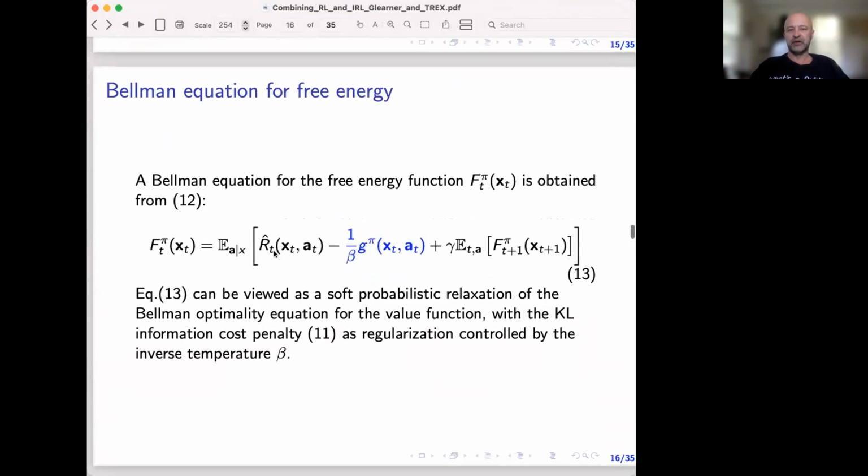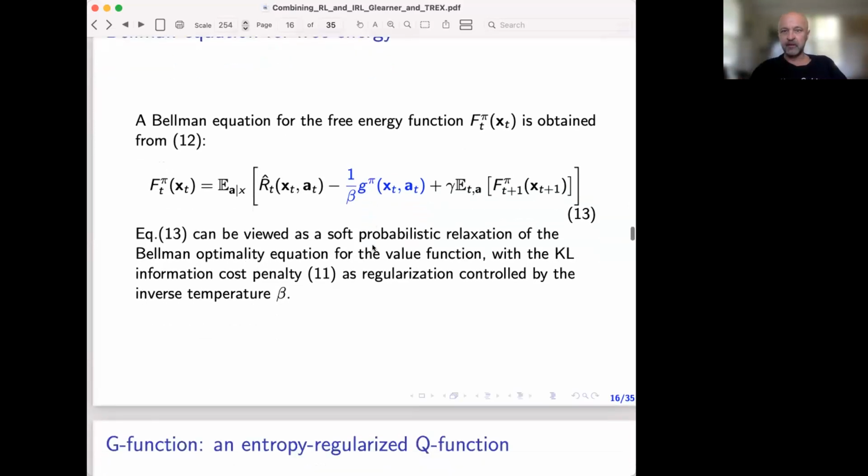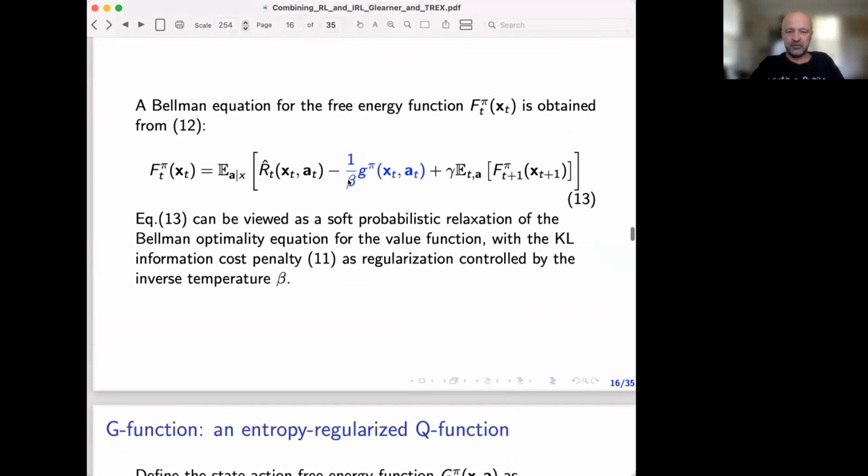And for the free energy function, we can write a Bellman equation, which will have the form as we expect. We simply replace the reward by this modified reward. So remember that unlike the original Bellman equation, now we deal with stochastic policies. We maximize this expression with respect to the policy, the distribution. And therefore, this expression can be viewed as a soft probabilistic relaxation of the Bellman optimality equation, where the regularization is controlled by this parameter beta.